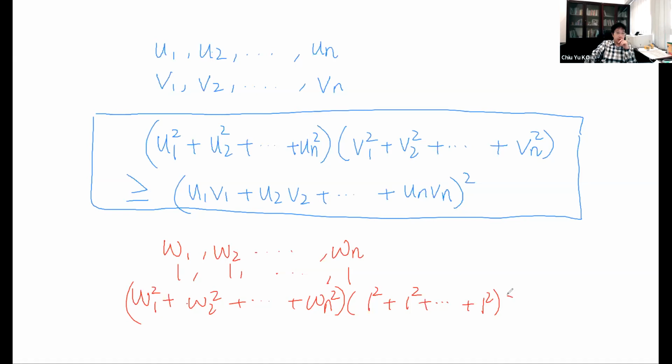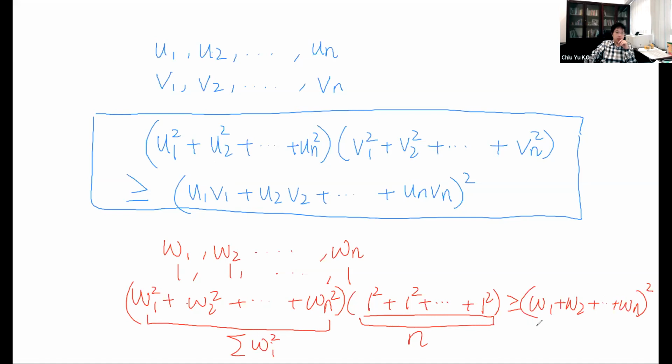It's bigger than or equal to 1 times omega 1, plus omega 2 up to omega n, squared. So this is the sum of omega i squared, and this part is n, right? And this is 1 because the sum of all the weights is 1. So that's why the sum of all the weighted squares is bigger than 1 over n. Is that clear what the Cauchy-Schwarz inequality does? So that is what we want to prove.